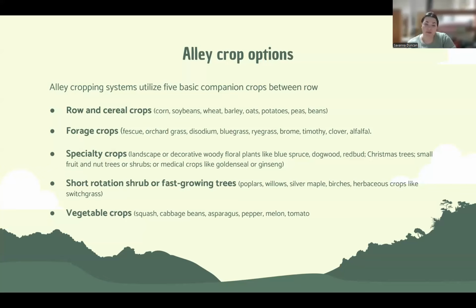We have specialty crops, so landscape or decorative woody floral plants like blue spruce, dogwood, redbud, Christmas trees, small fruit and nut trees or shrubs, and medicinal crops like golden seal or ginseng. We also have short rotation shrubs or fast-growing trees, so poplars, willows, silver maples, birches, and herbaceous crops like switchgrass would all be excellent examples of those. And then finally, vegetable crops, which is the bread and butter of this presentation. So things like squash, cabbage, beans, asparagus, peppers, melons, and tomatoes.